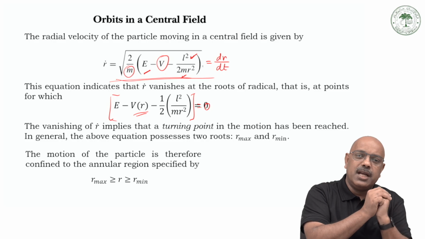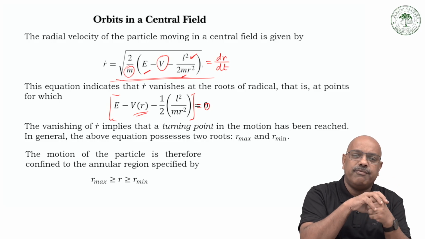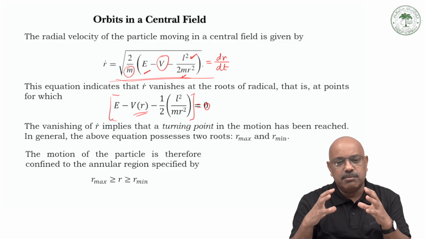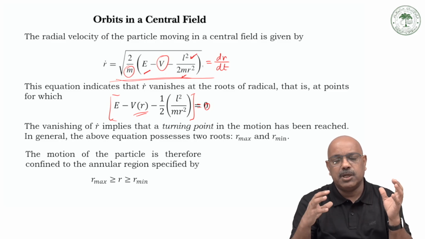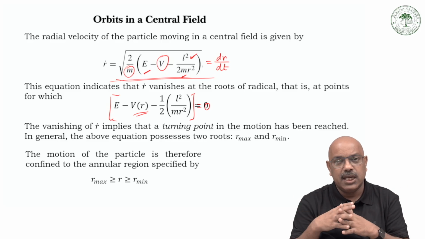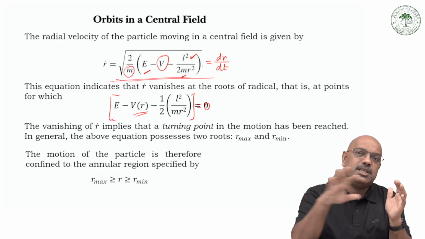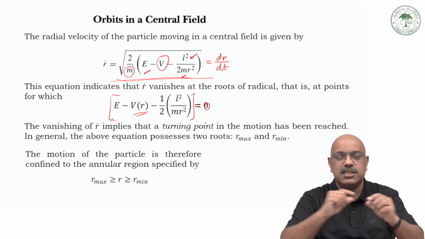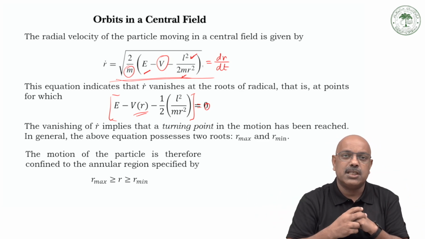So the motion of the particle is confined in the annular region specified by r maximum and r minimum. When you have some r maximum and r minimum, the particle stays within that annular region, with turning points defining your r maximum and r minimum.